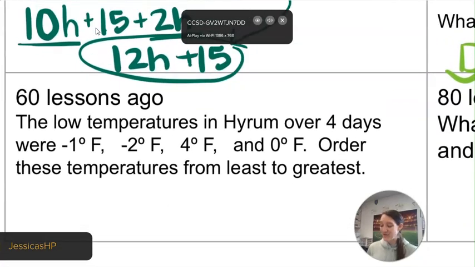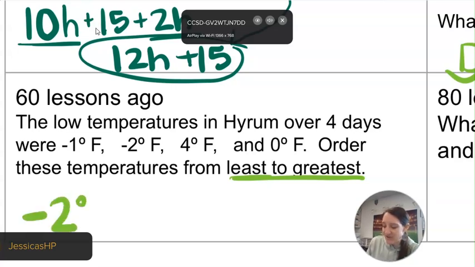60 lessons ago, I was teaching you negatives. The low temperatures in Hiram over 4 days were -1 degree Fahrenheit, -2 degrees, -4 degrees, and 0 degrees Fahrenheit. Order these temperatures from least to greatest. So least, if we're talking about temperature, is the coldest temperature. The coldest temperature is the one that's furthest away from 0 in the negatives, right? Which would be -2 degrees. That is the coldest temperature.